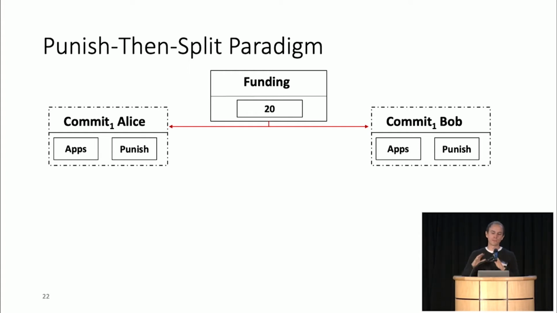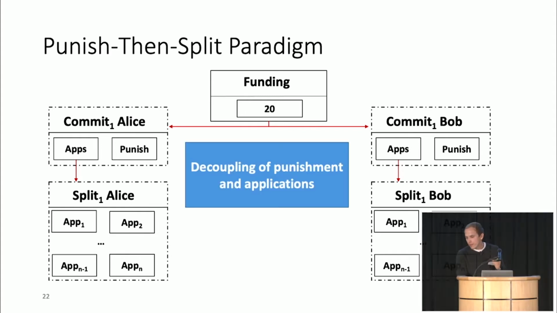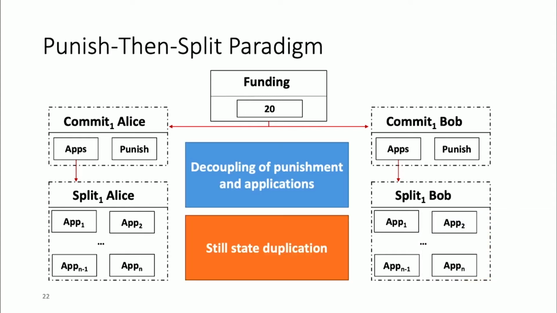So basically, we first decide: is this a valid commitment transaction? If not, we punish, and if yes, only then we have a second transaction, which is called the split transaction, and then we have the applications. And we can put them there without any considerations of punishment or anything, because we already took care of this before. All right. So we achieved this decoupling, but we still have the state duplication. So how can we remove this?